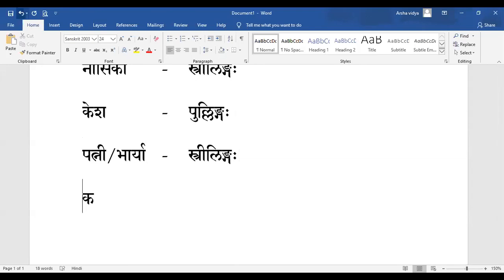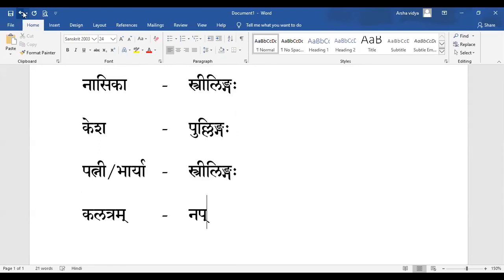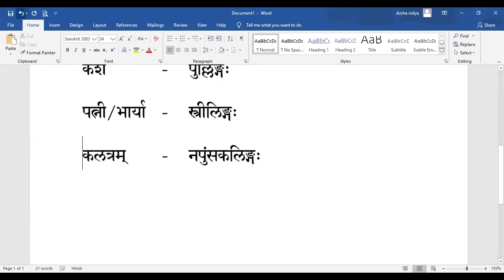Kalatram also means wife, spouse, but it is a Napumsakalinga word. It's a neuter gender word. How can wife be neuter gender? No, we are talking about the word, not the person. We are not talking about what the word wife means. Understand? The word Kalatram, the Shabda, has gender.